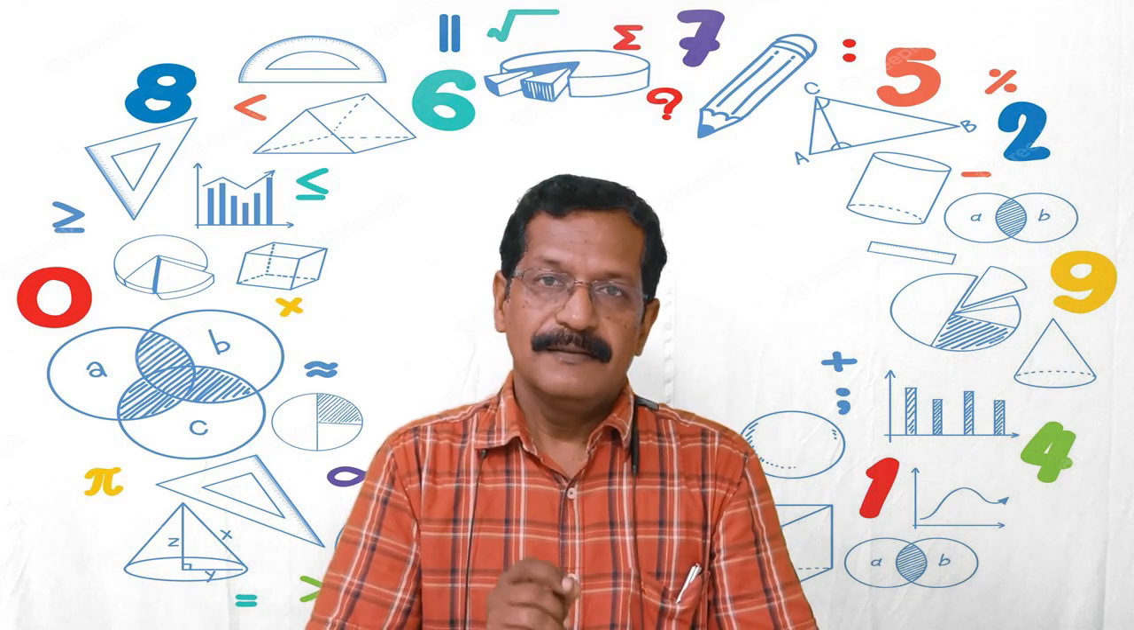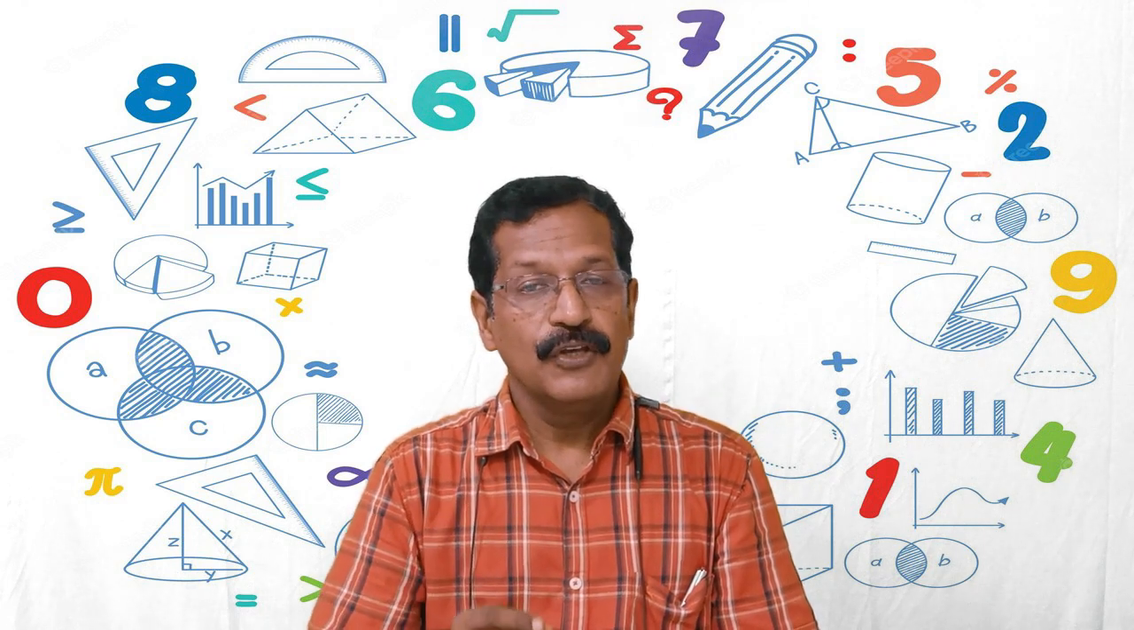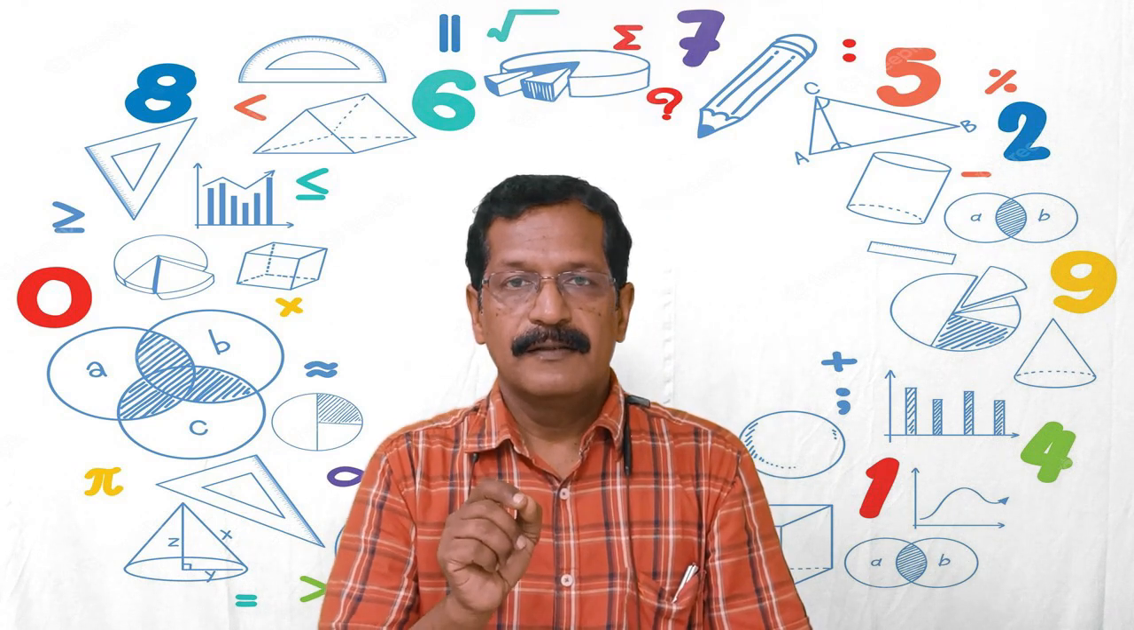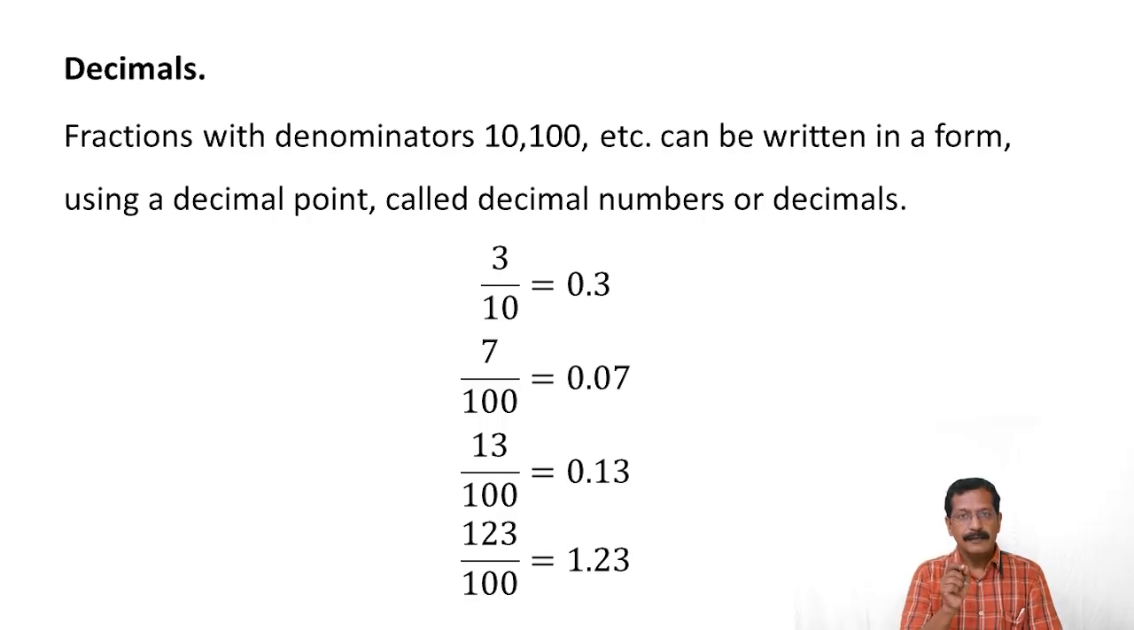Dear children, just now we have discussed fractions. Now let us go to decimals. Dear children, fractions with denominators 10, 100, etc. can be written in a form using a decimal point, called decimal numbers or decimals. For example, consider the fraction 3 by 10. The denominator is 10, so the fraction 3 by 10 can be written as 0.3. This point is called the decimal point.